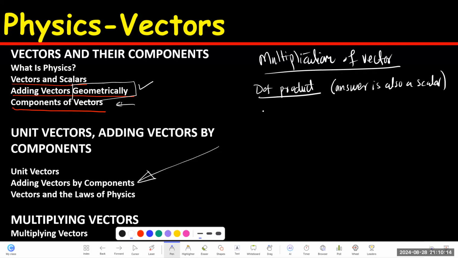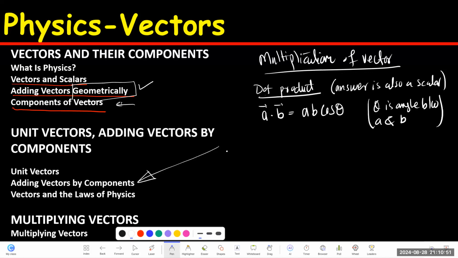So how can I write the multiplication of two vectors? If I have two vectors, I can write a dot b. Since it's a dot product, I can say a dot b, and the answer would be ab cosine theta. That's the formula for the dot product. And what is theta? Theta is the angle between A and B. You have to remember this: the angle between A and B. And a and b are the magnitudes, if magnitudes are given.